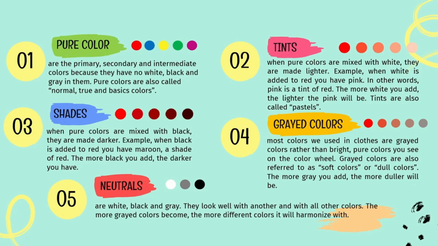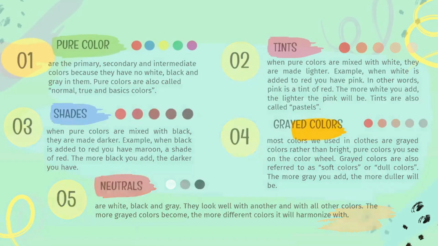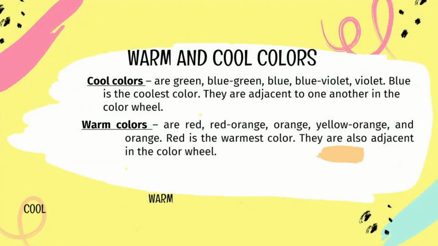And fifth, neutrals are white, black, and gray. They look well with one another and with all other colors. The more grayed colors become, the more different colors they will harmonize with.